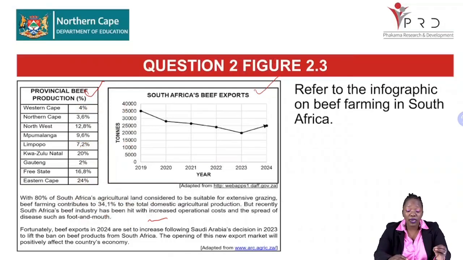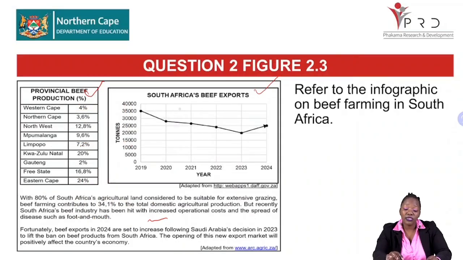If we may go through together the provincial beef production, we see we have 9 provinces in South Africa. So per province, as it says, provincial. It's not national, but it's provincial. So your Western Cape, it's 4%. Your Northern Cape, it's 3.6%. Your Northwest, it's 12.8%. Your Mpumalanga, it's 9.6%. Your Limpopo, it's 7.2%. Your KwaZulu-Natal, it's 20%. Your Gauteng is 2%. Your Free State, it's 16.8%. And then lastly, your Eastern Cape is 24%.